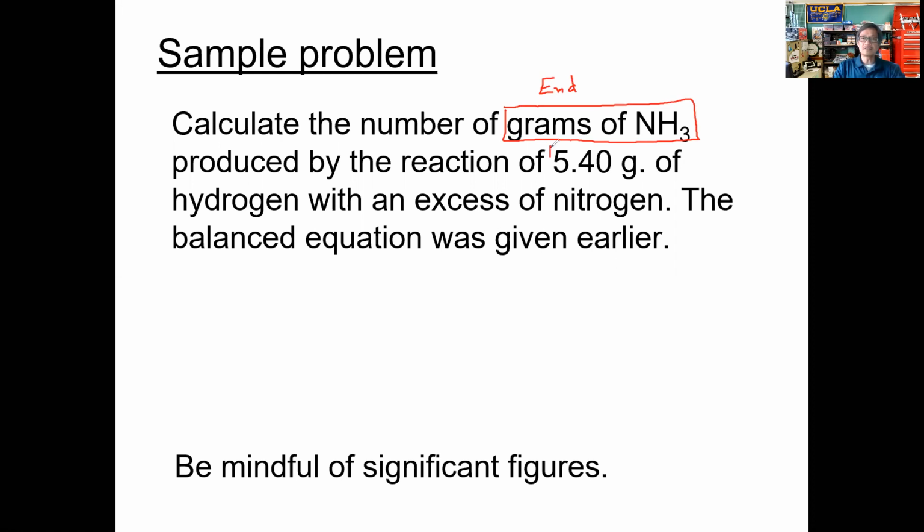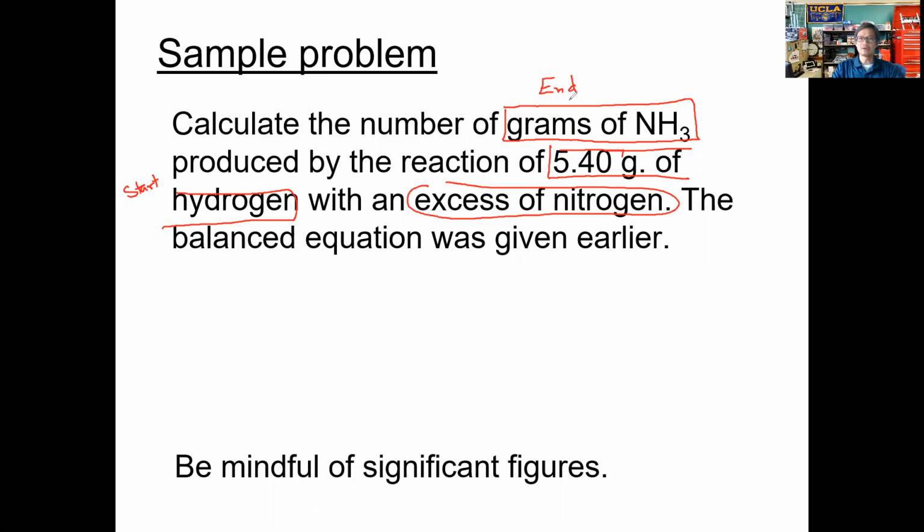We are given this amount here, grams of hydrogen. So that is what is given. This is what we start out with. Okay, so that's a start. Don't worry, let me come back to what this means in just a moment. And with that said, that's our conversion.